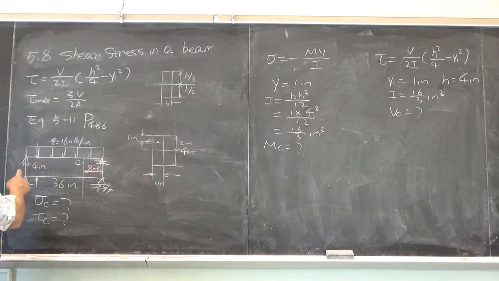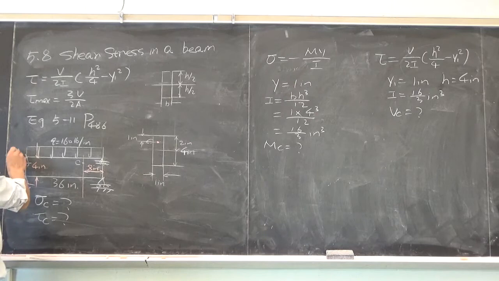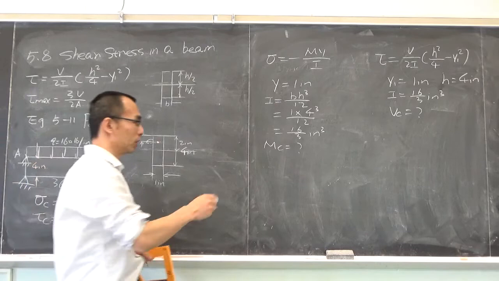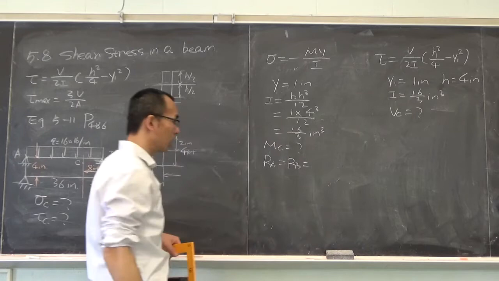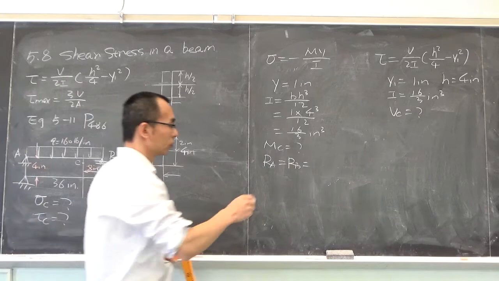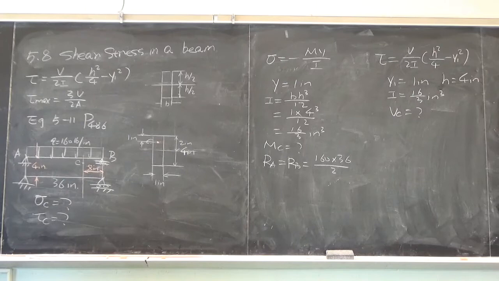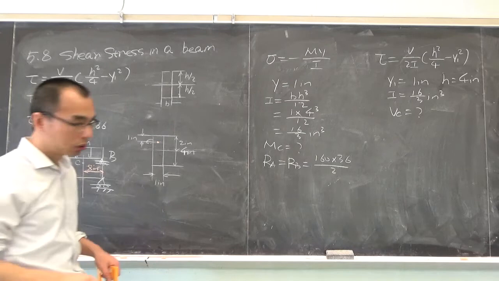So apparently, if we want to calculate the shear force and bending moment, we need to calculate the reaction force at A and B, right? Because this beam has a uniformly distributed force, it's symmetric, right? So each one will take half. That means you can write down this one directly. The total load will be 160 multiplied by the total length, which is 36. Each one will take half, so it will equal 2,880 pounds.